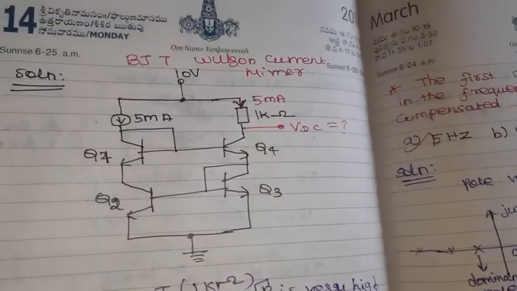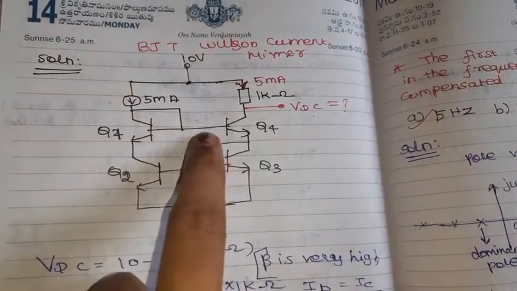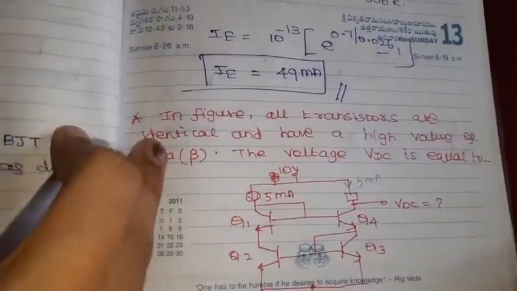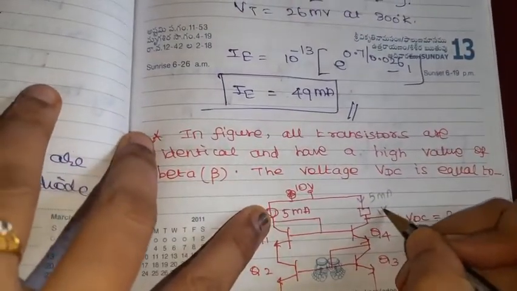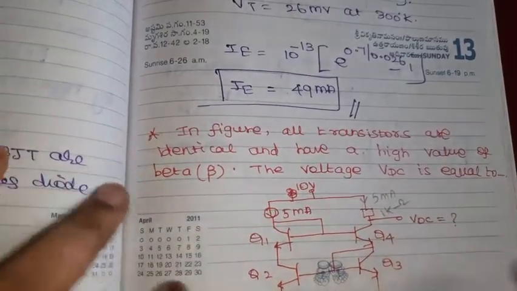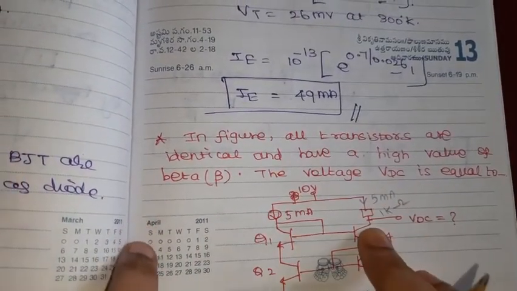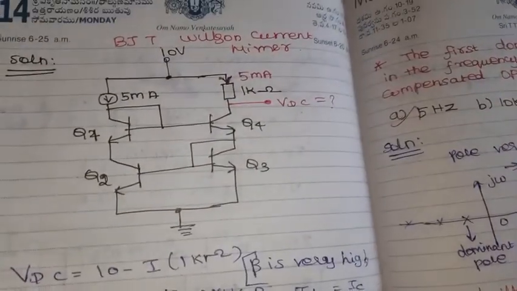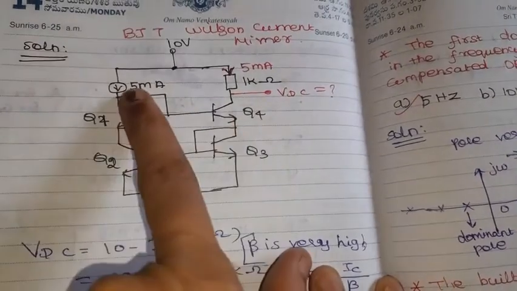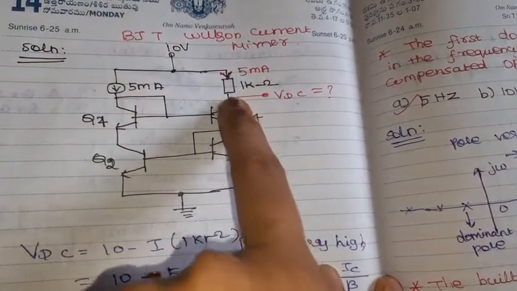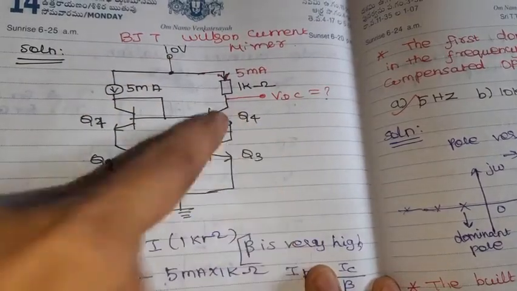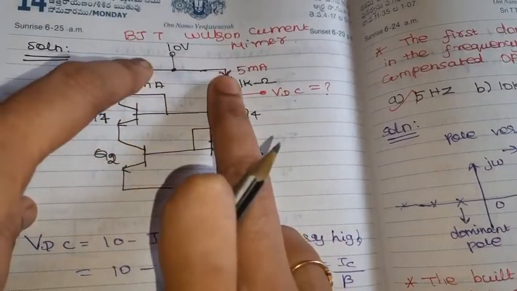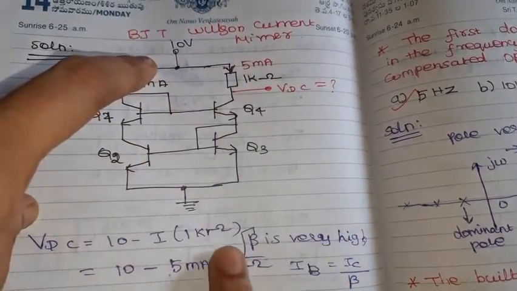This is called the BJT Wilson mirror circuit. I missed out the 1 kilo ohm resistance value. This is the current flowing through the resistor, and the same current will flow through this one, since this circuit is a Wilson mirror. So the 5 milliamps will flow here also. So what is VDC? It is very simple. VDC is equal to 10 volt minus 5 milliamperes into 1 kilo ohm.